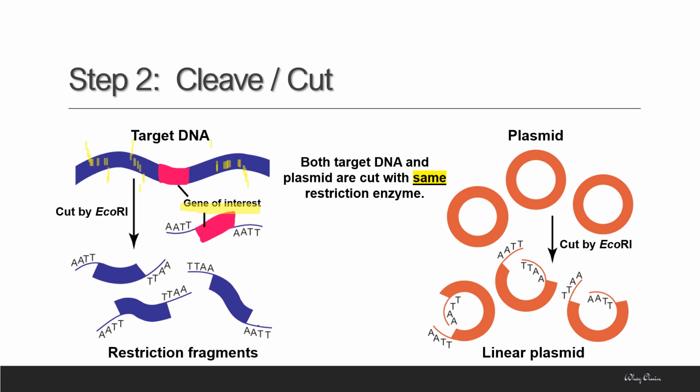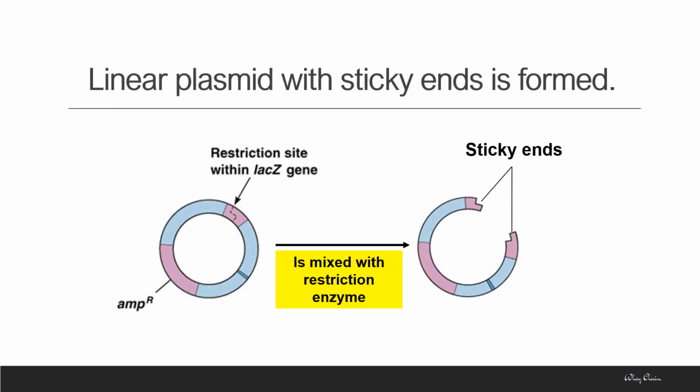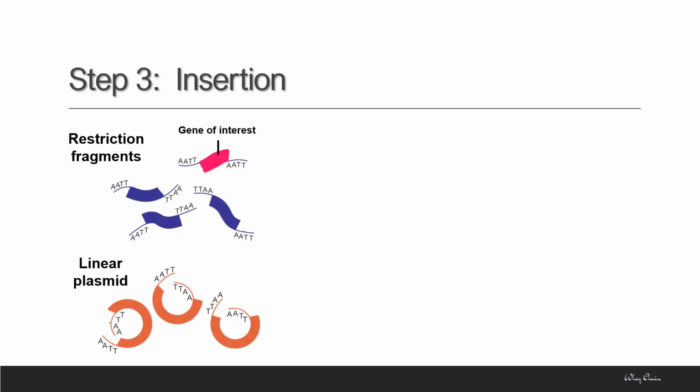The plasmid will be cut by the same restriction enzyme, which is EcoRI. The purpose of cutting with the same restriction enzyme is to produce complementary sticky ends. So usually the plasmid has one restriction site for a specific restriction enzyme, which is located at the lacZ gene. Both restriction fragments and the linear plasmid have complementary sticky ends.